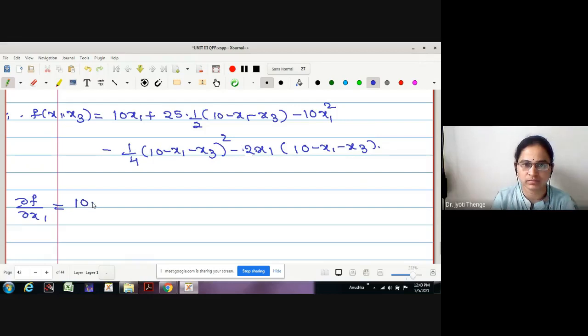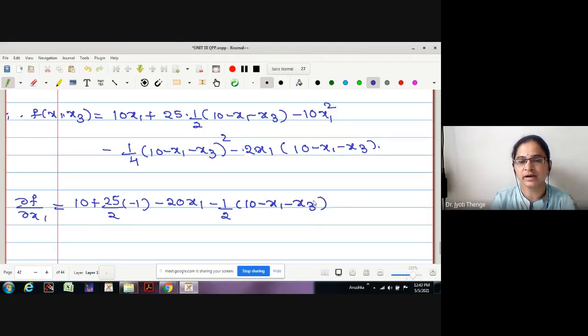10 plus 25 by 2 into minus 1 minus 20 x1. Two times, I have to write 2 into 1 by 4. This is minus half, 10 minus x1 minus x3. The derivative of x1 is negative. Let me observe this negative. Minus 2 times. Let us multiply by x1 and then find the derivative.